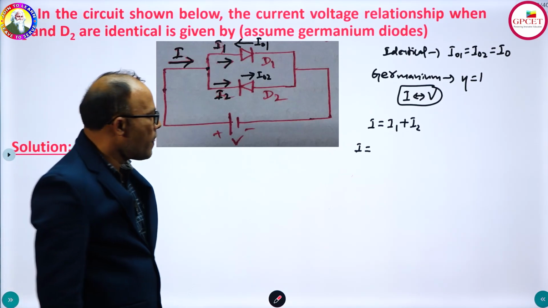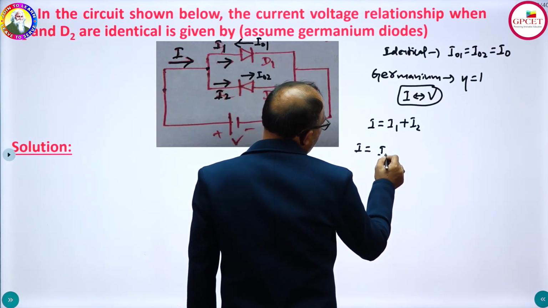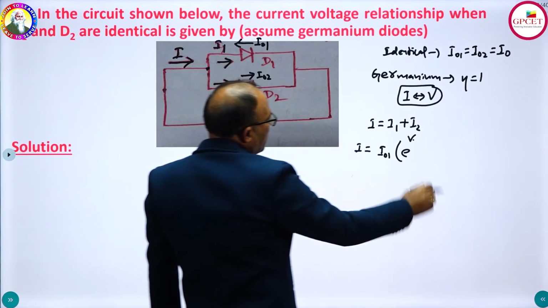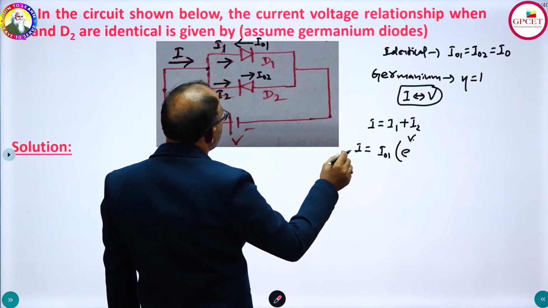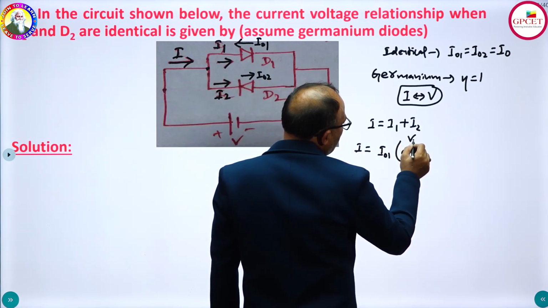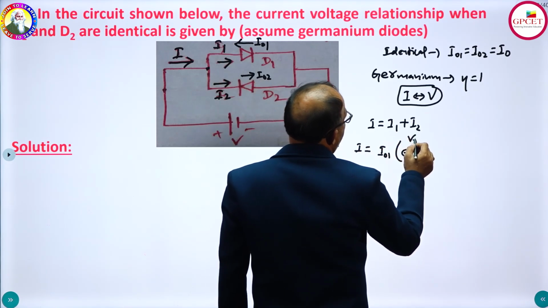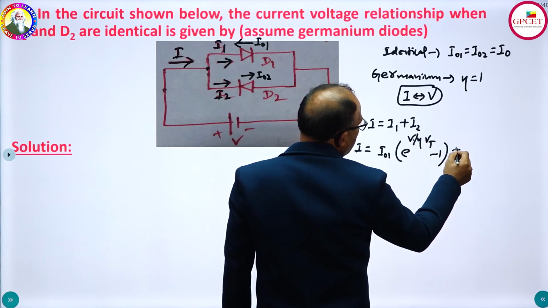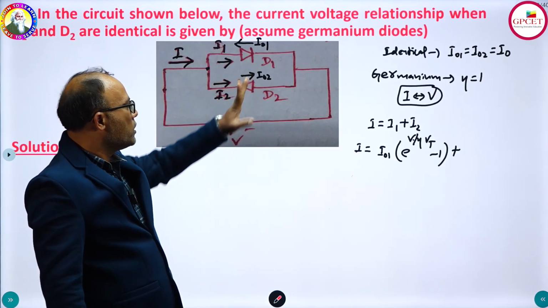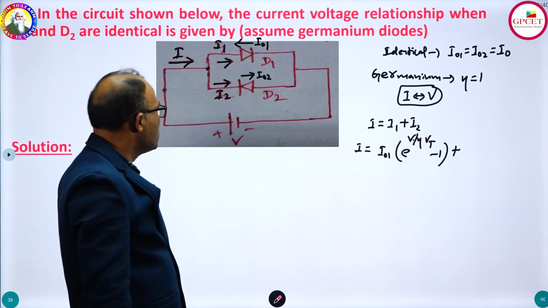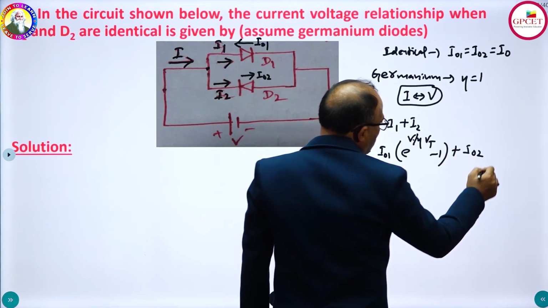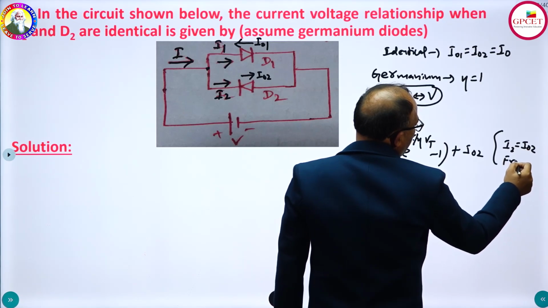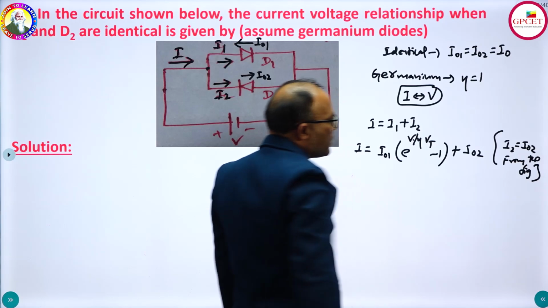According to the diode equation, I1 is equal to I01 into e power V, where V is the potential. VD1 is the potential, because the voltage across diode D1 is VD1. So I can write this as I01 into (e power VD1 divided by eta VT, minus 1), plus I2. But I2 is equal to I02, because I2 and I02 are the same current. So from the figure, I2 is equal to I02.